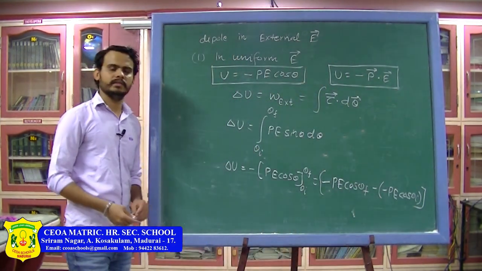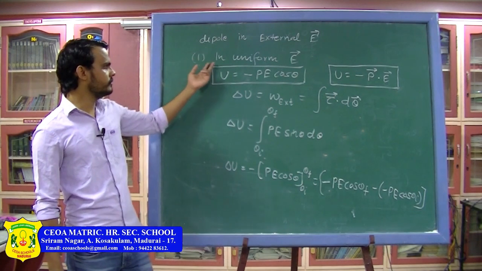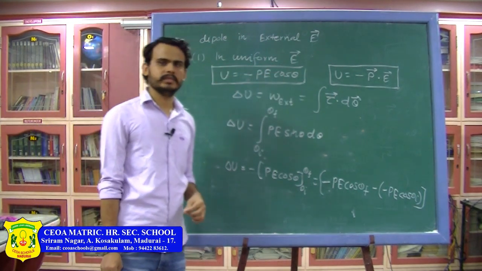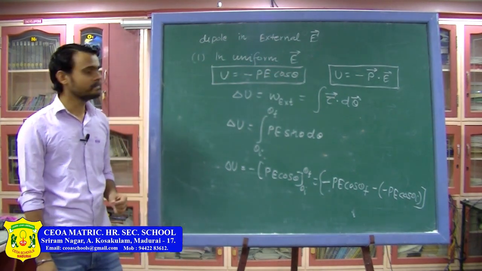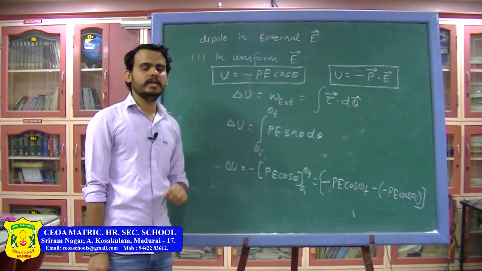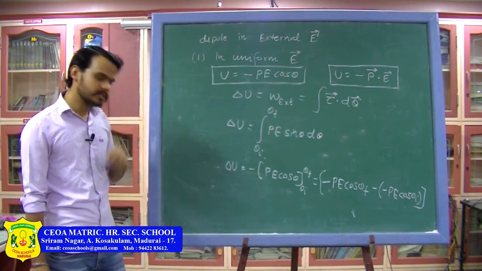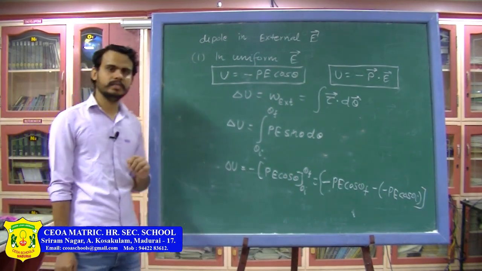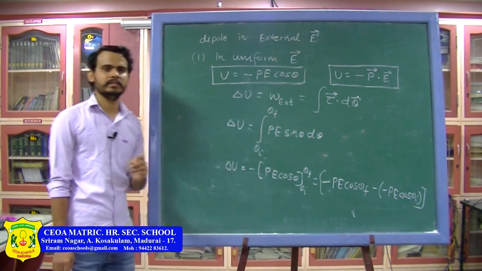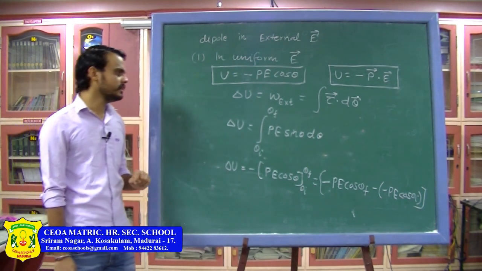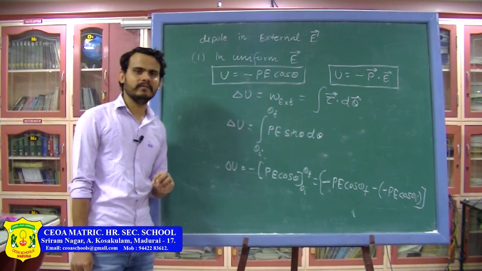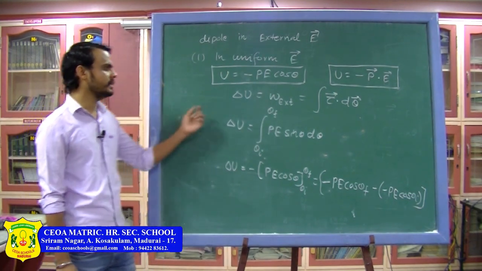So now we have seen three things for a dipole in a uniform electric field. First thing is force: net force on a dipole is 0. Second thing was torque. Torque can be written as P cross E or P E sin theta, where P is the magnitude of the dipole moment, E is the magnitude of the electric field, and theta is the angle between P and E.